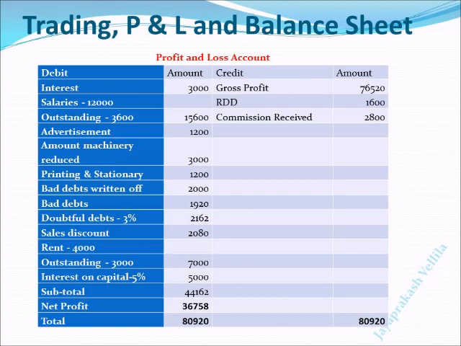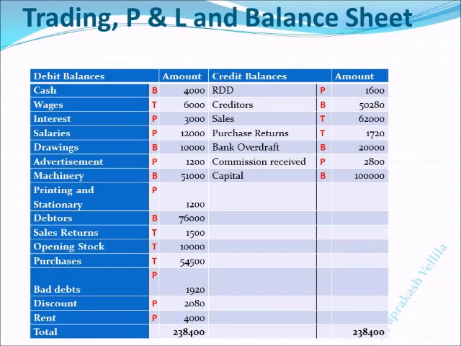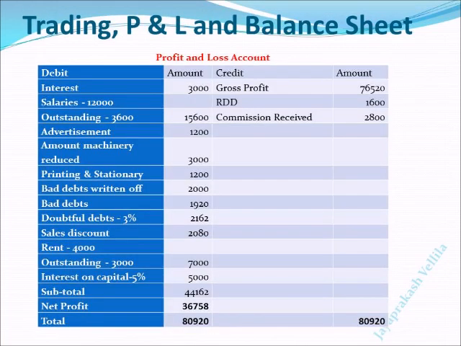As usual, we take the gross profit on the credit side of the profit and loss account. Gross profit is 76,520. Next, we may first fill the debit side. As per trial balance, as we marked, interest is going to the profit and loss account, salaries also. Then we copy the interest as 3,000.